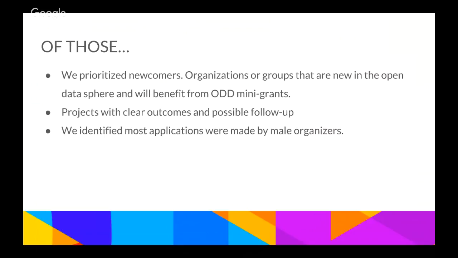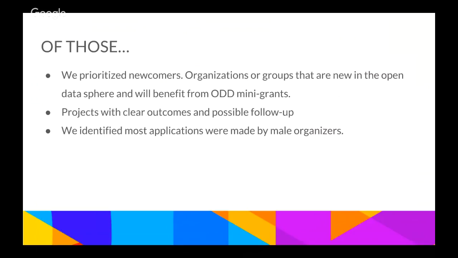The second priority we gave was to projects with clear outcomes and possible follow-up. We know that when we think about open data projects, we would like to solve everything using open data. But particularly for Open Data Days, since it's such a limited time span, we try to focus on projects that will finish the day with something out of it, with a specific outcome out of it. And if possible, if the project is exciting enough for the community to follow up on it.